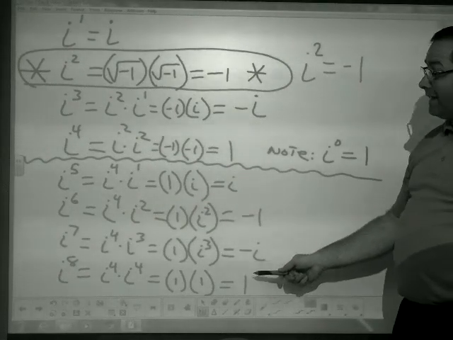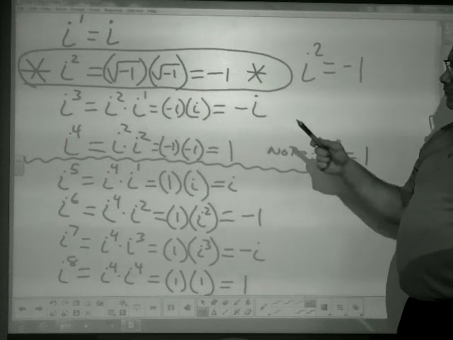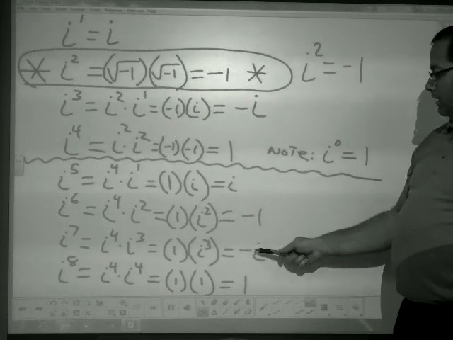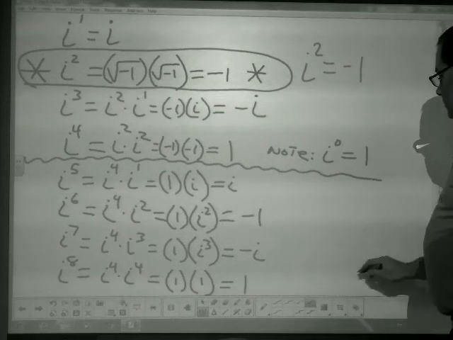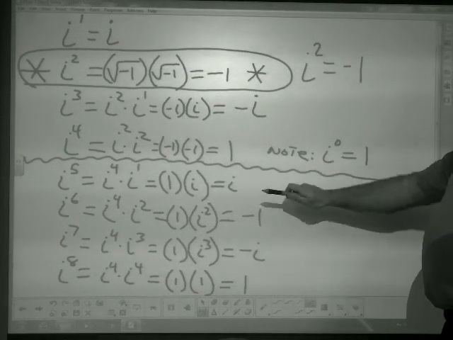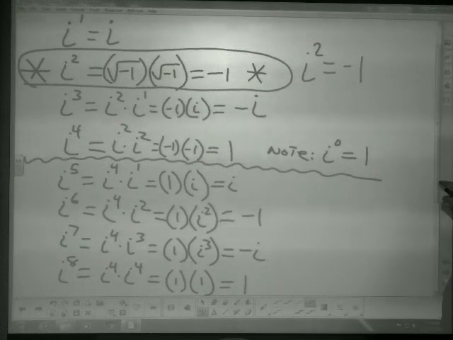If I did i to the 9th, it would be i, then i to the 10th would be negative 1, negative i, 1. It's just a repeating cycle. Sometimes people write it as a circle. It just keeps going: i, negative 1, negative i, 1.